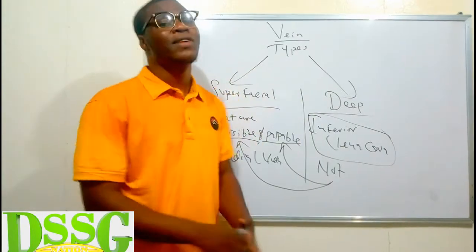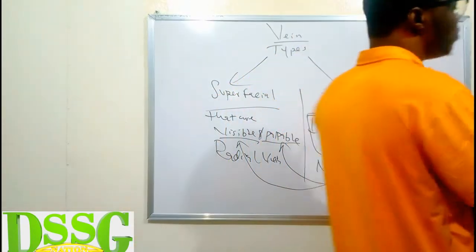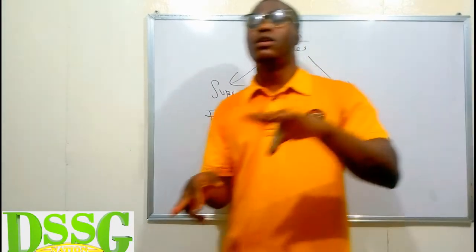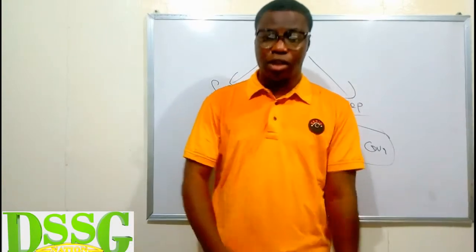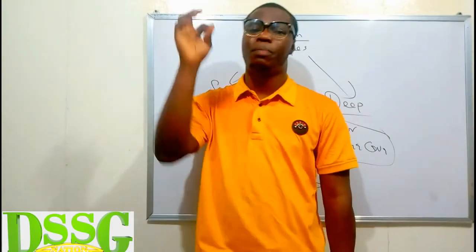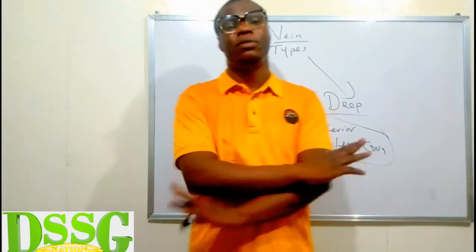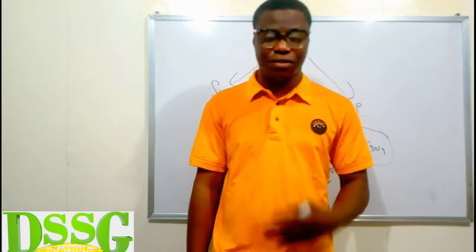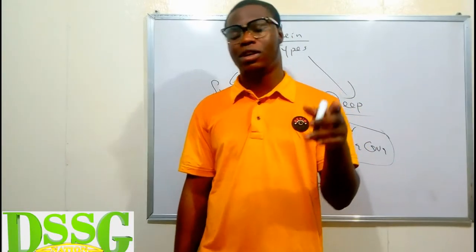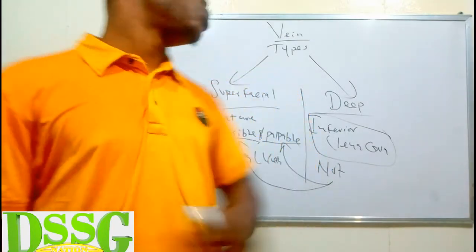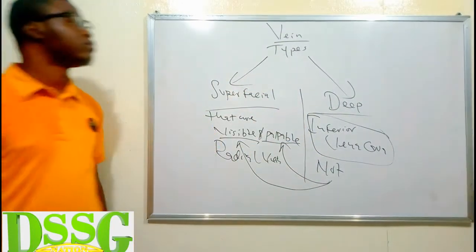And a quick recap: veins are blood vessels that carry blood towards the heart. And they are of two types. So we have the superficial and the deep vein. So the superficial veins are visible and palpable, while the deep veins are not visible and not palpable. So example of the superficial vein is the radial vein. And an example of the deep vein is the inferior vena cava. And that is that about that. So let's talk about the structure of the veins now.